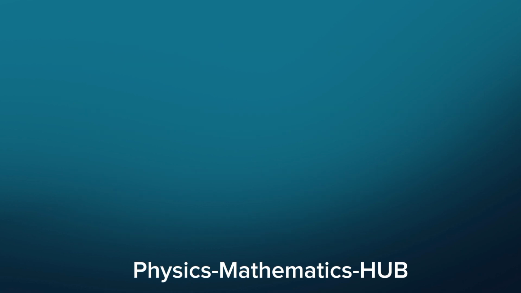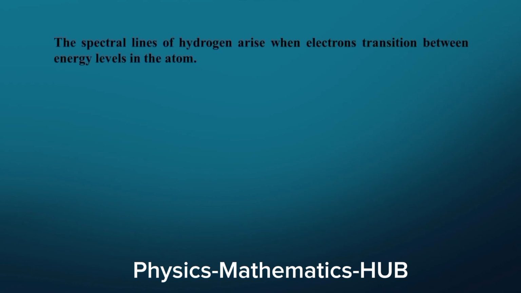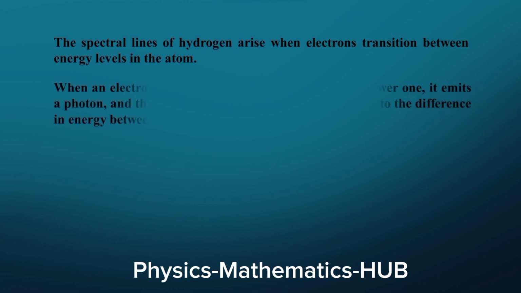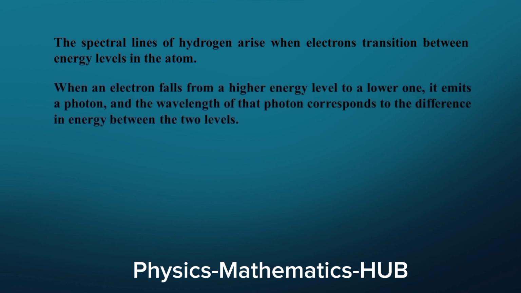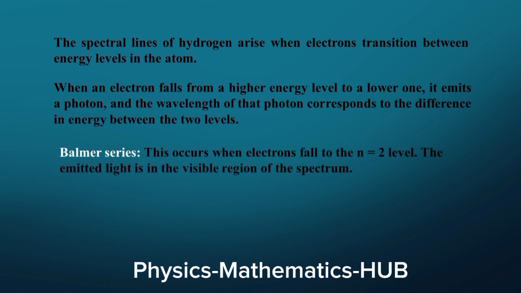Before diving into the mathematical calculation, let's briefly review what the Balmer and Paschen series are. The spectral lines of hydrogen arise when electrons transition between energy levels in the atom. When an electron falls from a higher energy level to a lower one, it emits a photon, and the wavelength of that photon corresponds to the difference in energy between the two levels.